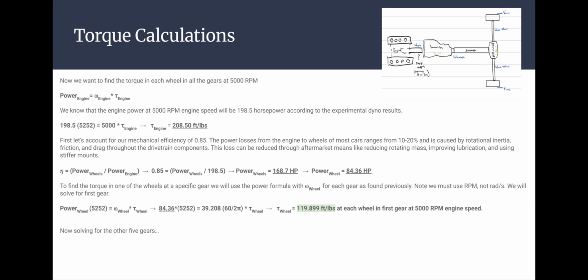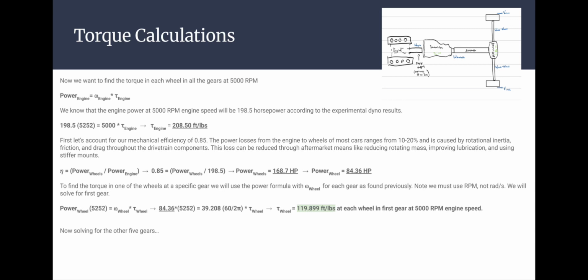We're going to be using the modified equation of power of the engine equals angular velocity of the engine output shaft times the torque of the engine. So we know from our experimental dyno graph that at 5,000 RPM, the engine is going to be making 198.5 horsepower. And just as a demonstration of this equation, we can actually find the engine torque if you use a conversion factor of 5,252. As you can see there, the torque comes out to be about 208.5 foot-pounds at the output shaft of the engine, which actually does line up almost exactly with the dyno graph results that we're using.